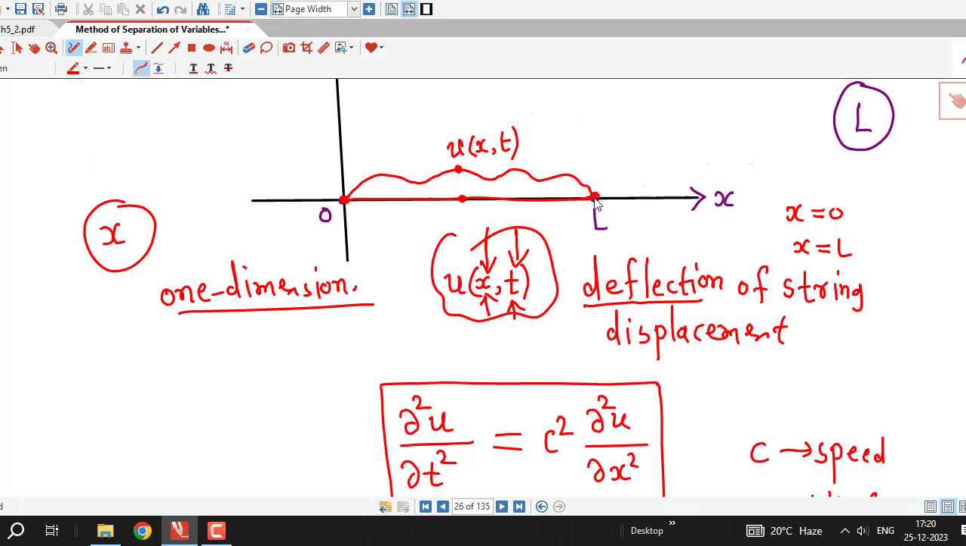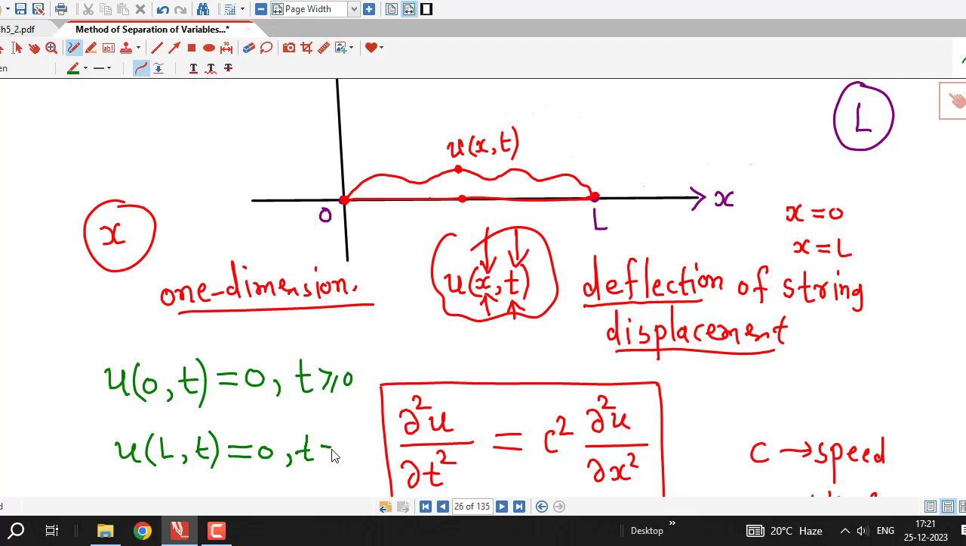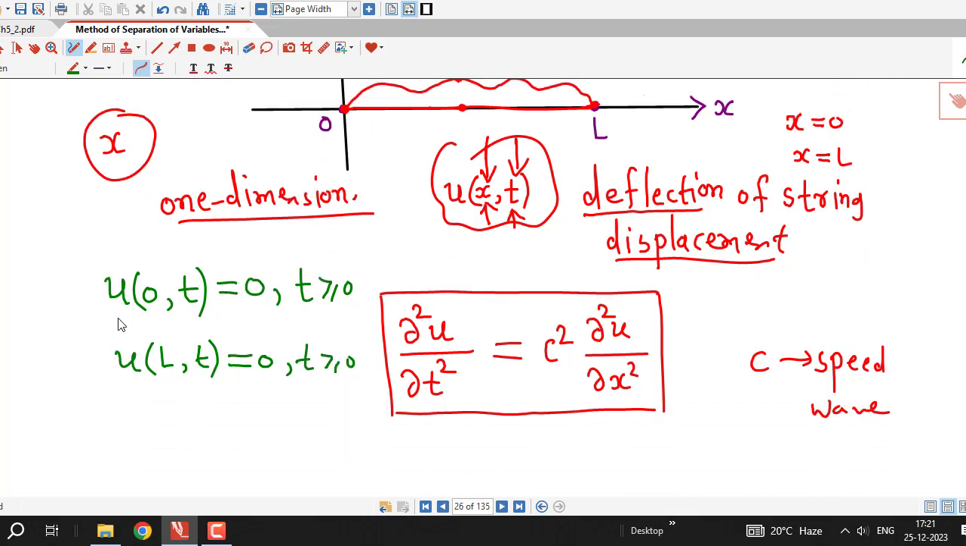Now, initially the string is fixed between these two points, that is, there is no vibration or displacement at these two points. So from that assumption, when x is 0 and when x is equal to L, there is no deflection. That means we have u(0,t) equal to 0, u(L,t) equal to 0 for all values of t. So these two are called boundary conditions. We are considering the conditions at the boundary of this string. Therefore, these two are known as boundary conditions.